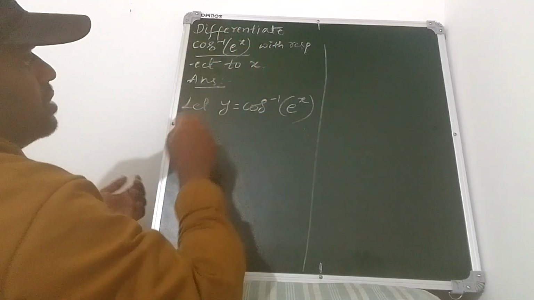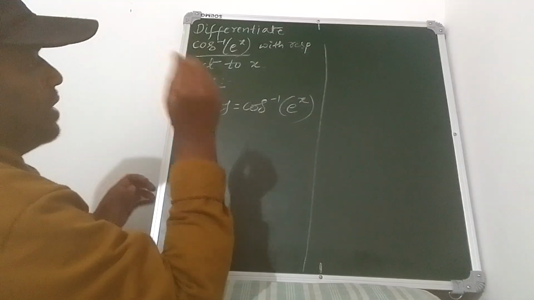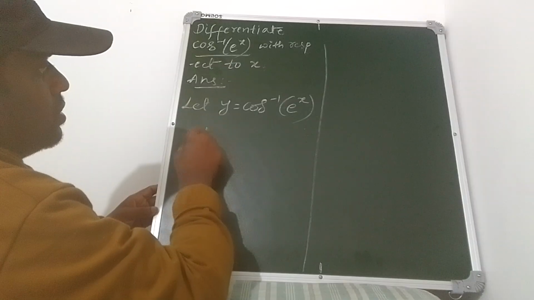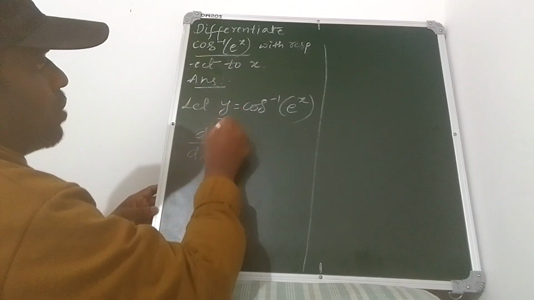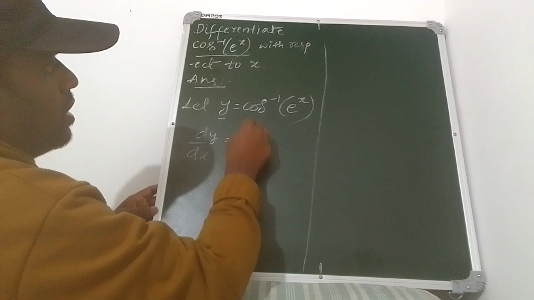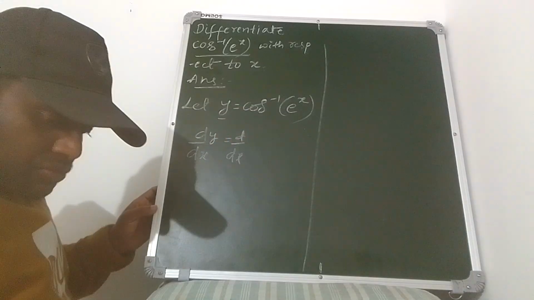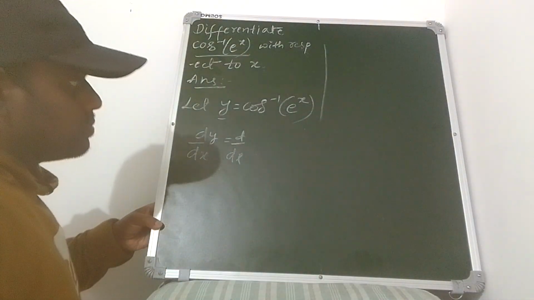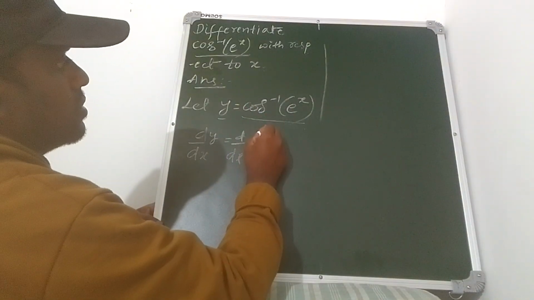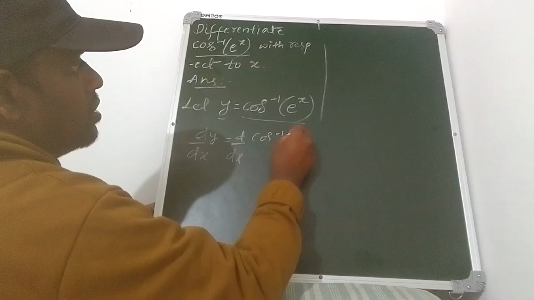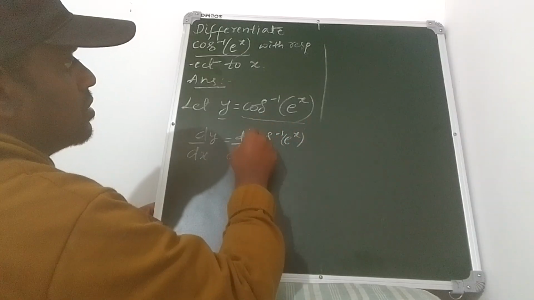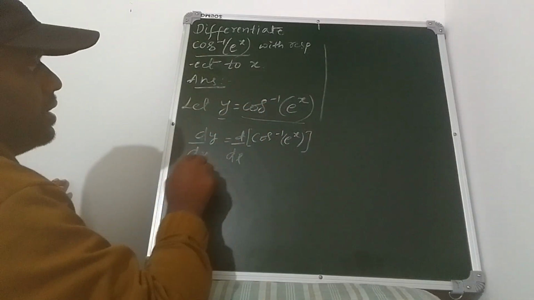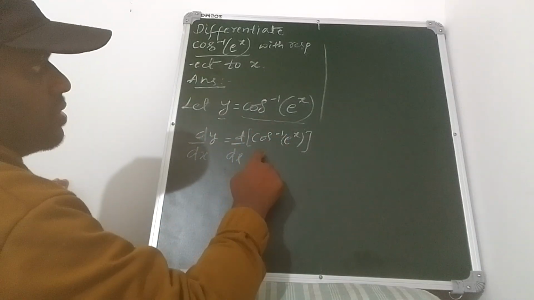Differentiate with respect to x means we have to find dy by dx. Take d by dx on both sides. First, d by dx of this y is equal to again d by dx of this part, cos inverse of e to the power of x. So I have taken d by dx on both sides, this side and this side.